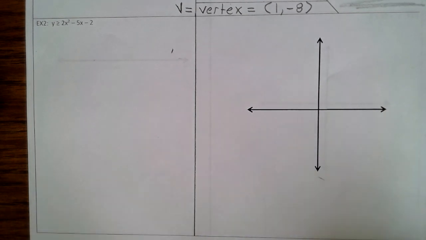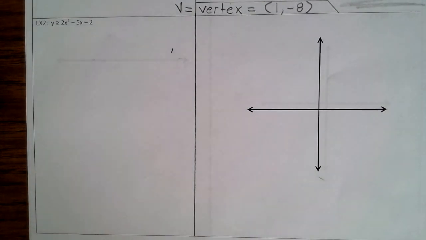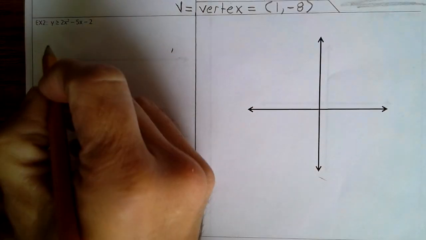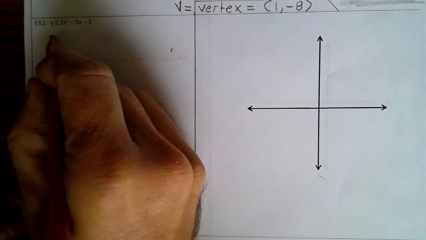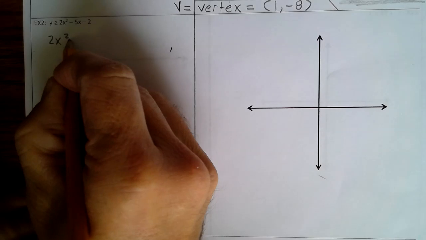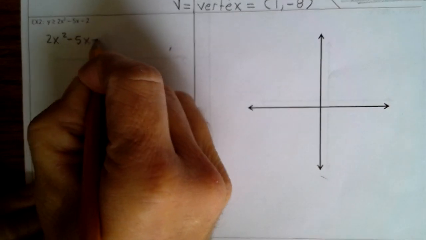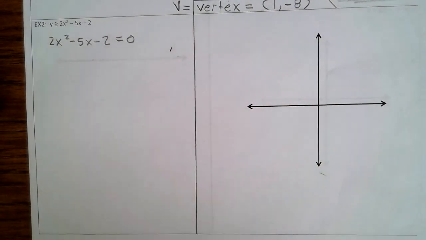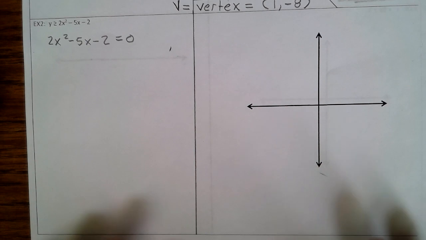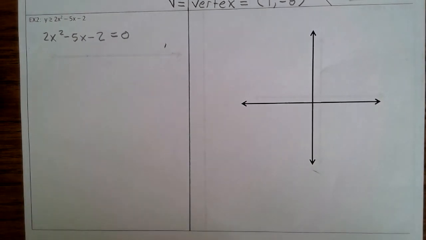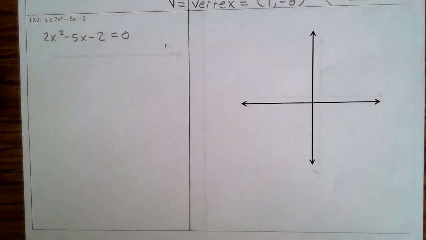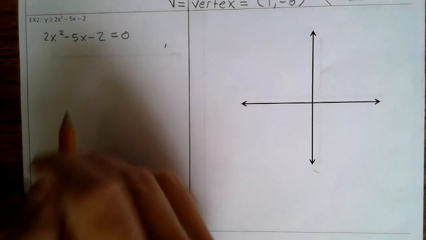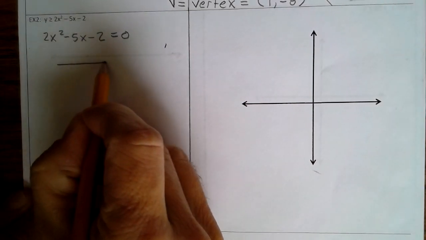Okay. Now, we first need to find the zeros or x-intercepts. So we need to set 2x squared minus 5x minus 2 equal to 0. Now we're going to factor that using the reverse box method.